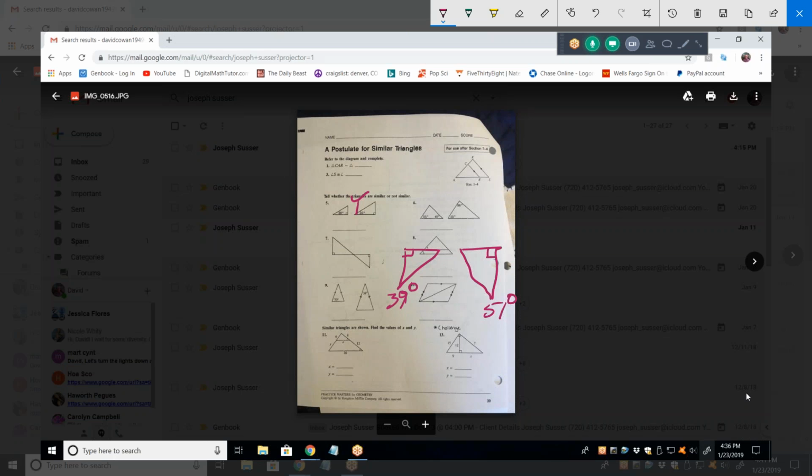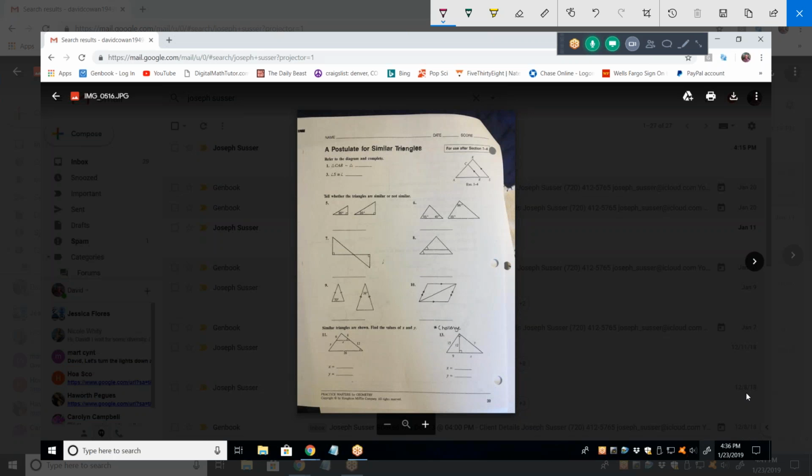They are, because this has to be 51, and this has to be 39. So you do have angle, angle, angle. It's just they didn't present it to you as angle, angle, angle. In other words, the only way to prove it's similar is you have to figure out all three angles. All right, number 7.